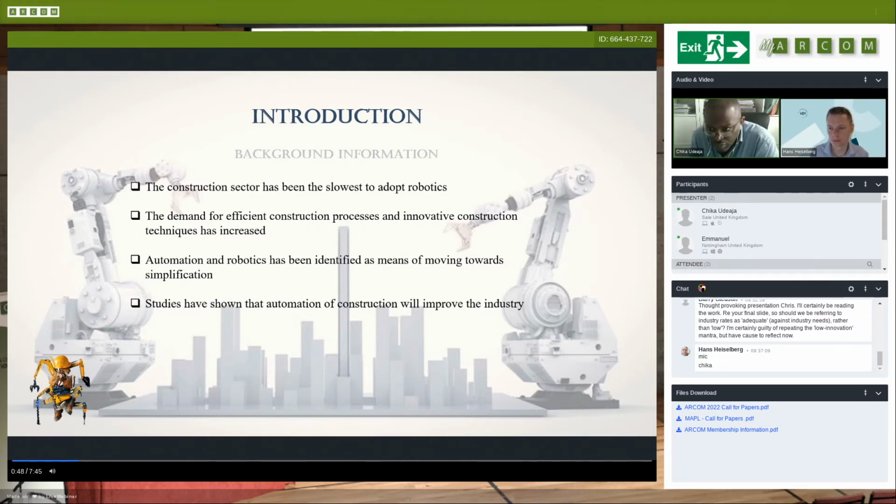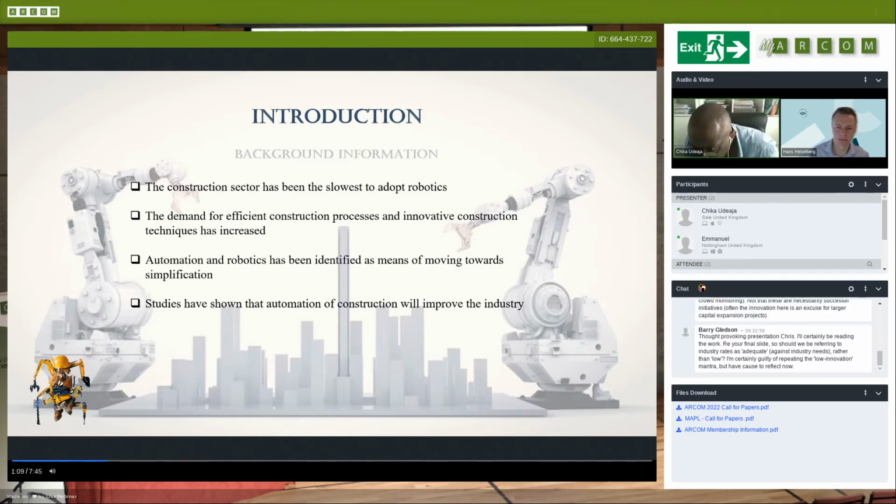Automation and robotics has been identified as the main and most important means of swiftly moving the world of construction towards simplification and computerization of almost all construction tasks and processes. A number of studies have shown that automation of the construction industry will result in the construction work being executed in a safer environment due to better alternative building methods that could ensure the work is executed with greater accuracy, therefore improving the quality of the construction works.